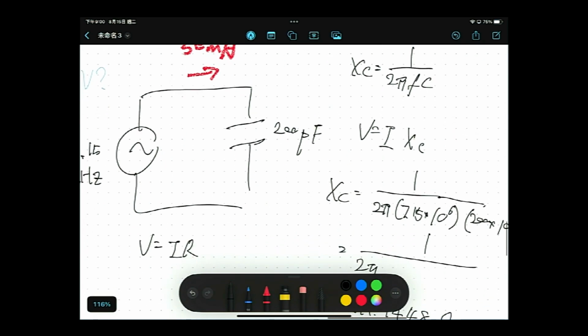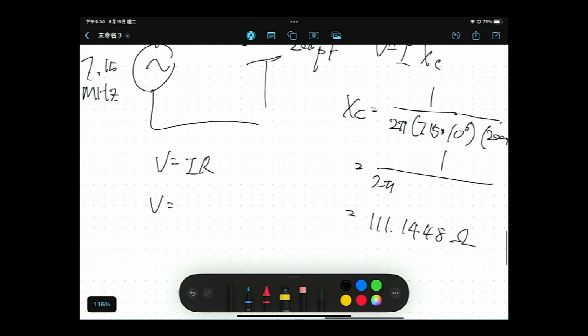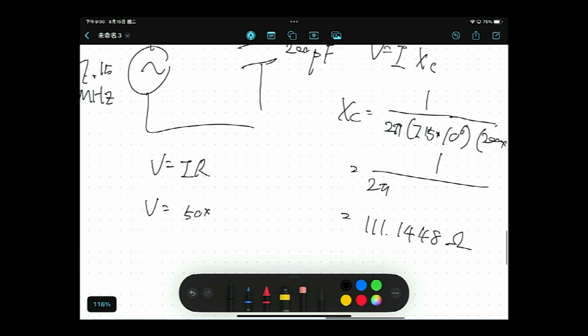You know that the current is 50 milliamp, 50 times 10 to the power negative 3, right? And times 111.1448. What is the value? So you can continue to calculate. 50 times 10 to the power negative 3 times our Xc, which is 5.56 V. Okay. Let's check the answer.